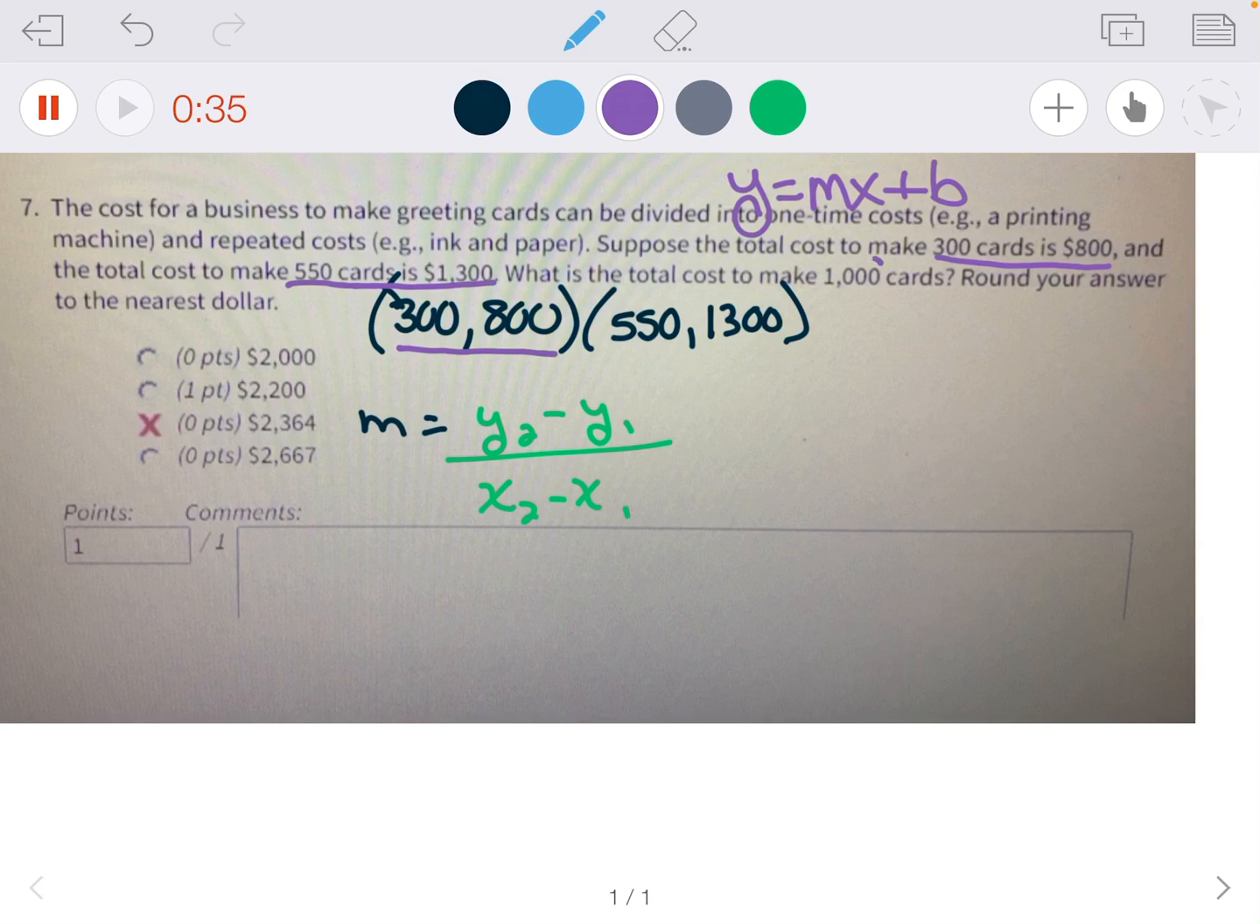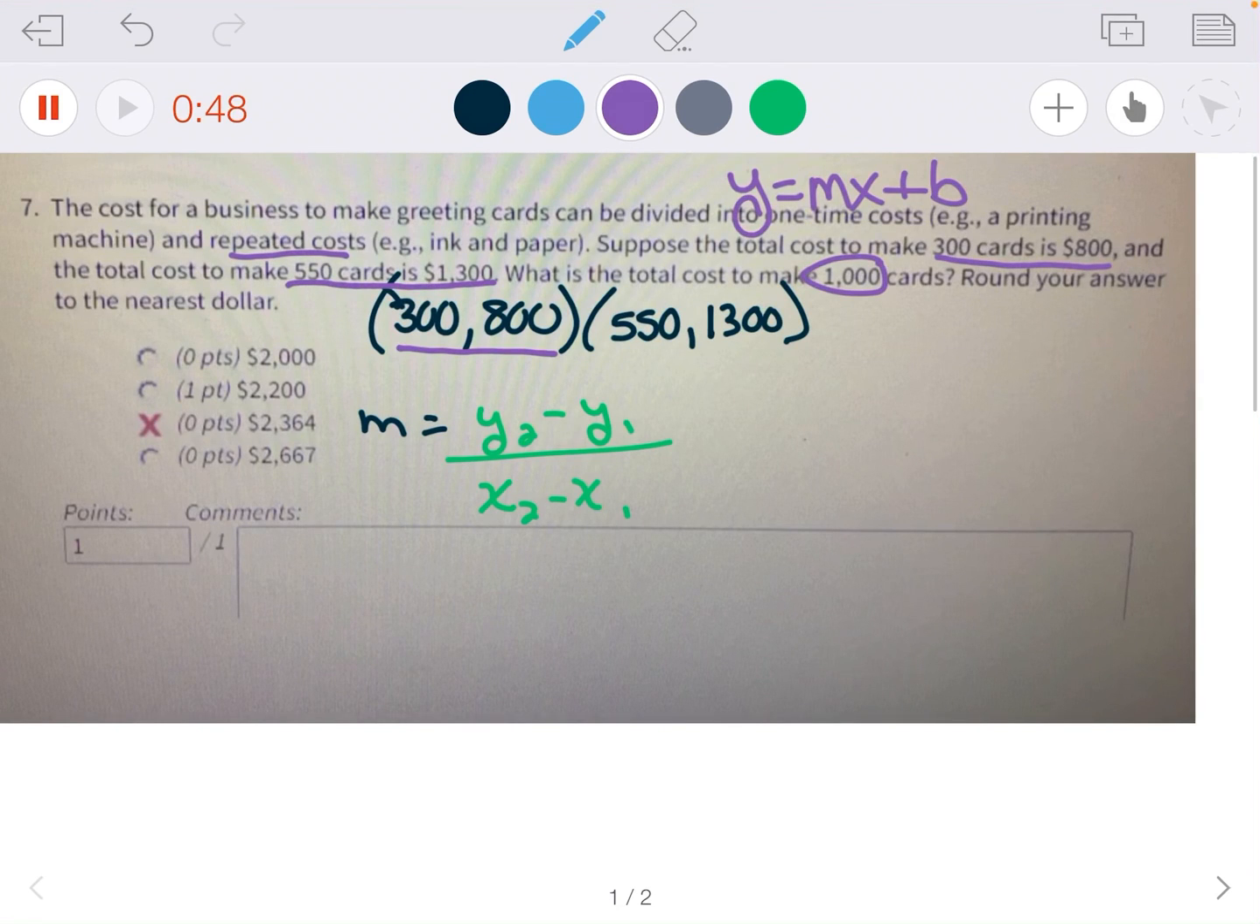So we want to know what the cost is for 1,000 cards. But notice that they're telling you that it's going to be a one-time cost plus a repeated cost. It's the cost of printing plus a repeated cost. If you remember in the live lesson, I told you to go ahead and label your X1 and Y1, your X2 and Y2, when you have two ordered pairs.